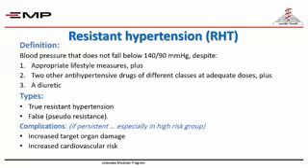Resistant hypertension is defined as blood pressure that doesn't fall below 140/90 mmHg despite appropriate lifestyle measures plus 2 antihypertensive drugs of different classes at adequate doses plus a diuretic. It can be a true resistant hypertension or a false or pseudo resistance. If persistent, especially in high risk groups, it can be complicated by increased target organ damage and increased cardiovascular risk.